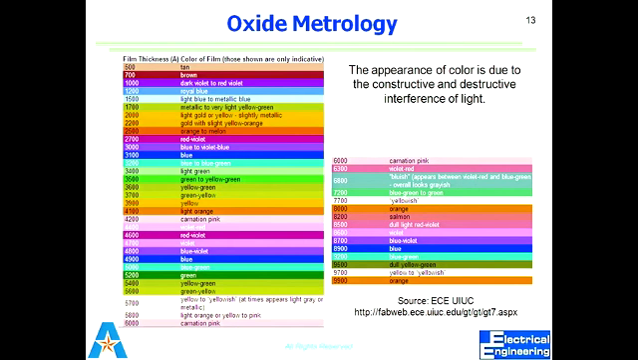Okay, the third thing would also come under optical measurement, because due to the constructive and destructive interference of light, you will see a different color of oxide. And this thing we will experience inside the lab as well.